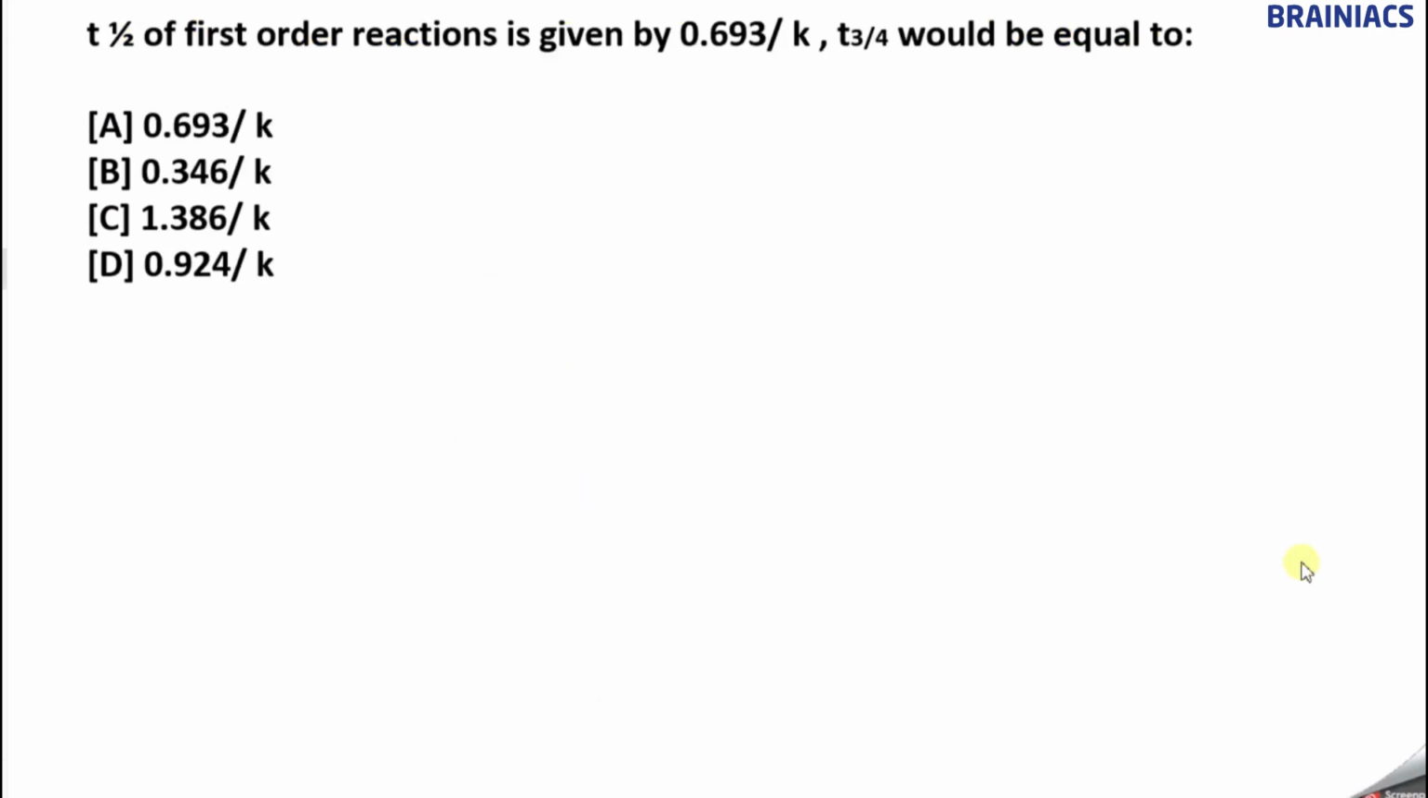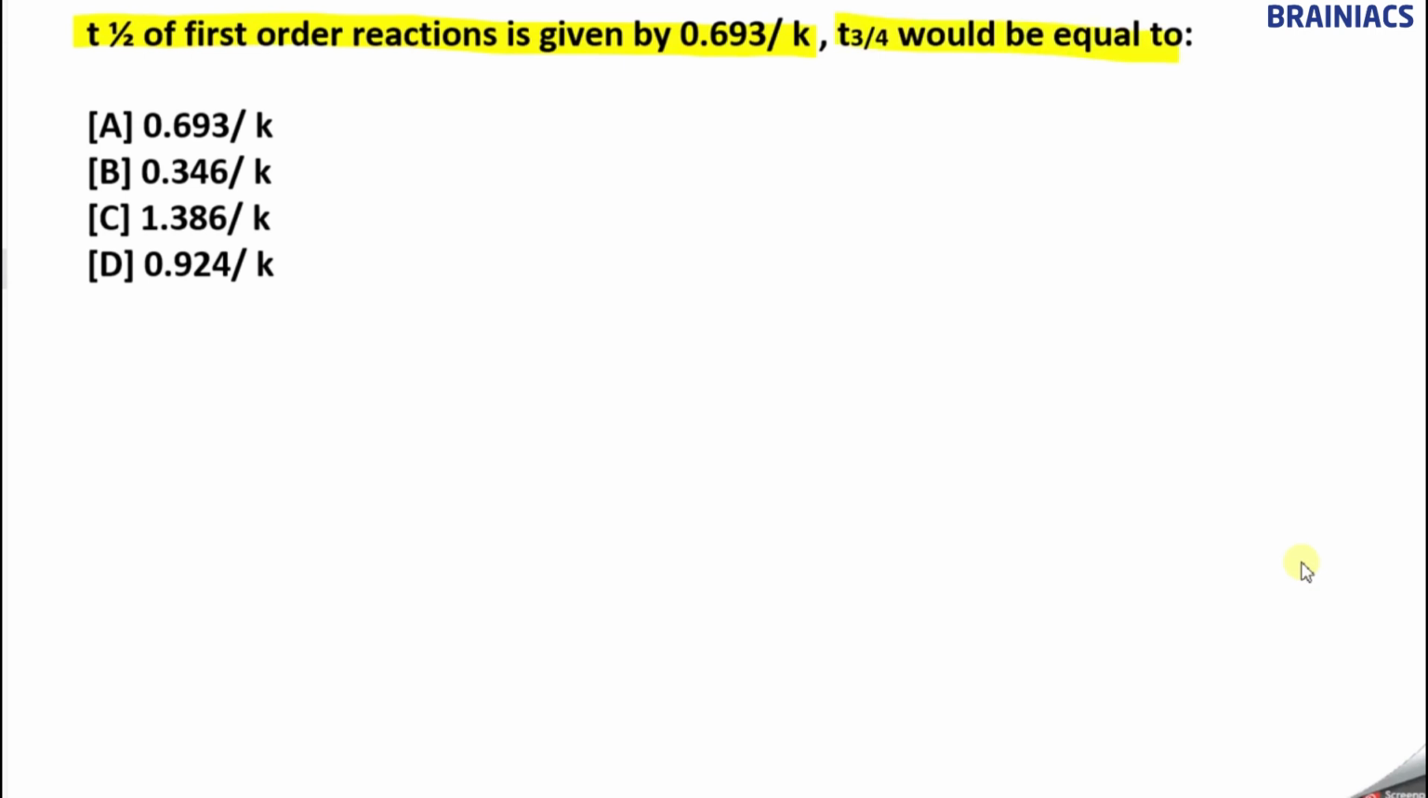So we have a new question in front of you. Let's read the question. T half of a first order reaction is given as 0.693 divided by K. The T 3 by 4 would be equal to what, for the same reaction?